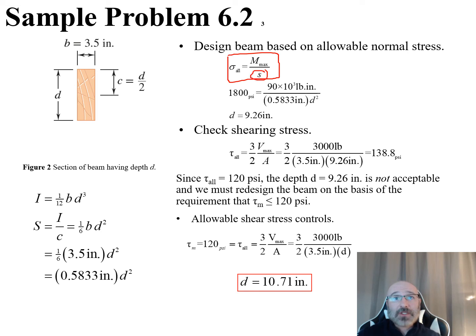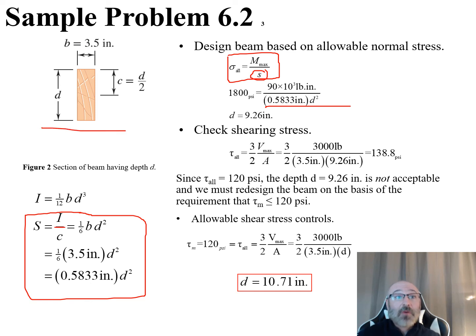The question is, where did this come from? So we come down here to our side note, and we see we have this relationship that we've seen before. S is equal to our I over our C value, which in our case, for this shape beam that we have up top, we can plug in where our I is equal to 1/12 BD to the third.